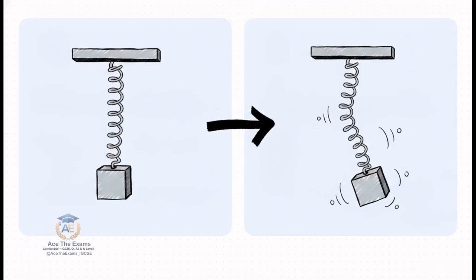That's static. Forces are balanced. But the exact millisecond you pull it down further and let go, it accelerates. Suddenly, boom, Newton's second law comes into play. If you can clearly spot in the exam question which part of your answer requires static analysis and which requires dynamic analysis, you are instantly thinking like a top-tier candidate.